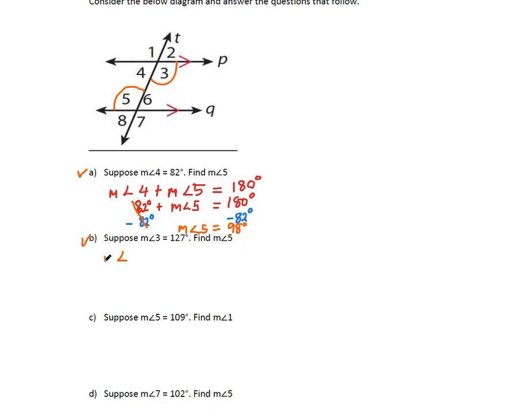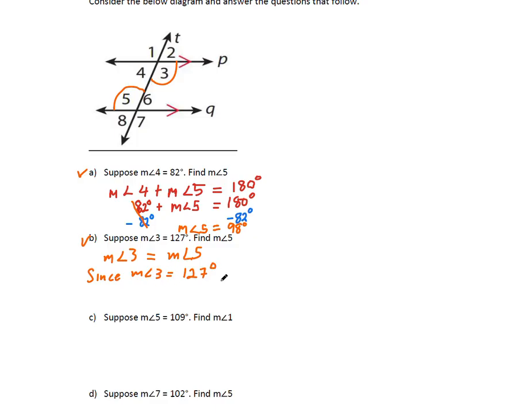What we know about alternate interior angles is that they always have the same measurement when a transversal cuts two parallel lines, as we have in this case. So it stands to reason that the measurement of angle 3 would be equal to the measurement of angle 5, because they are alternate interior angles. So since the measurement of angle 3 is 127 degrees, then the measurement of angle 5 would also be 127 degrees.